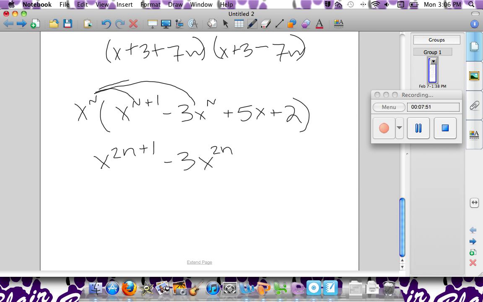And my final, I take x to the n all the way over to the 5x first, plus 5x times x to the n, bases stay the same. If I do not have a variable exponent, then that's just x to the first. So we're going to add the exponents, n plus 1, we cannot combine those, so we're just going to have n plus 1 right here. My final term, all the way over, x to the n times 2 is just 2x to the n.